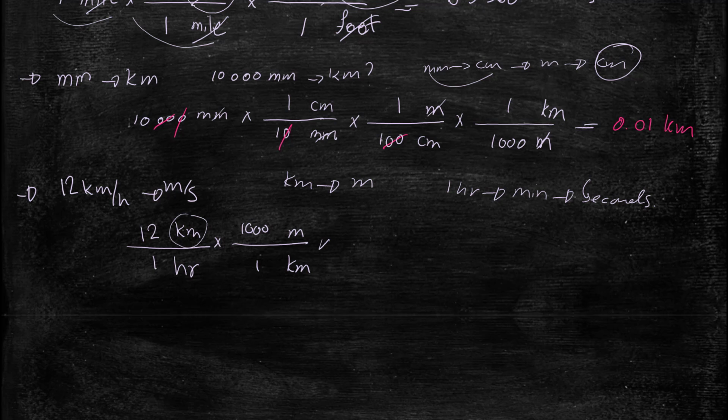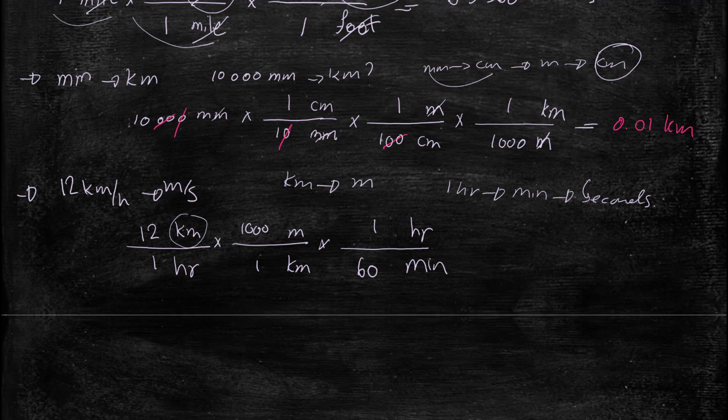And then I want to get rid of the hour. Because the hour is here, I'm going to write it on top. So it has to be the opposite of where my unit is. If the 1 hour is in the bottom, I want to write it on top so they will cancel out. Right? And what I have here right now is 1 hour, and I want to turn it into seconds, or you can turn it into minutes first if you don't know how many seconds are in an hour. So 1 hour is 60 minutes.